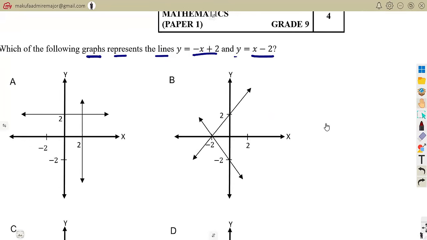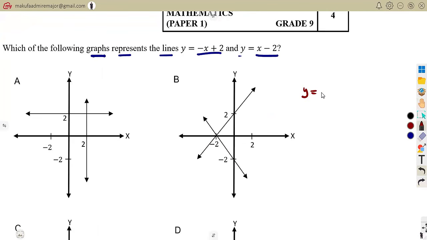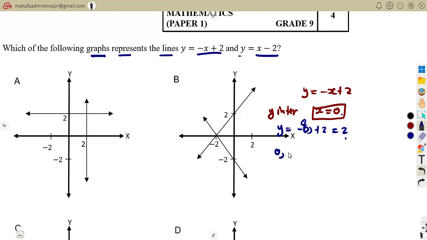So let's start with the first graph of y is equal to minus x plus 2. All right, so remember the y-intercept, that's on a condition where x is equal to 0. We have got our y-intercept. When x is equal to, in place of x, we substitute a 0 there. So y is equal to what? Minus 0 plus 2, of which, guys, this is the same as 0 plus 2, which is a 2. So the graph is going to pass through 0, 2. That's the y-intercept. We have got 0, 2.